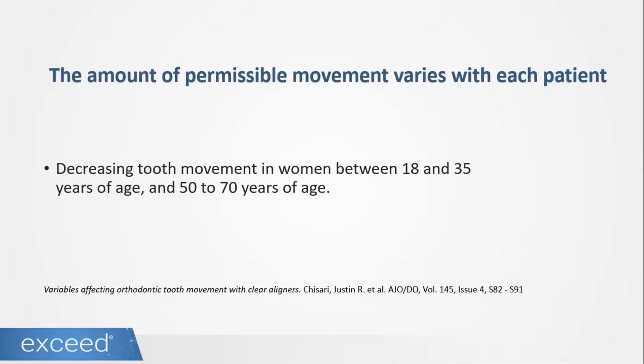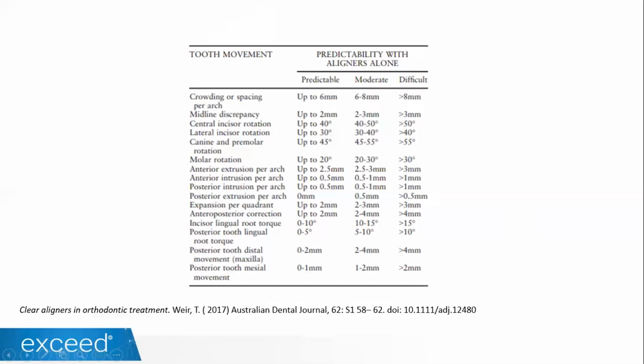In this study, for example, what they found is that in women between 18 and 35 years of age, and women between 50 and 70 years of age, the movements with clear aligners were slower. This means that women between 35 and 50 years old were showing better and faster movements. This is why we need to be careful with how we program the case, because it's not only about the amount of movement that is predictable, but also the velocities that I'm going to use. We are going to talk about this later, but sometimes we need to change those velocities according to the people we are working with and the results we are seeing.